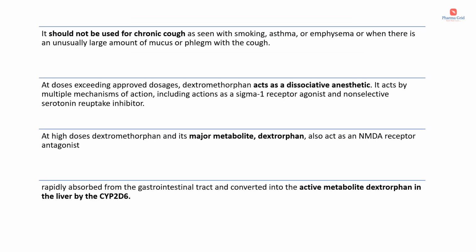Dextromethorphan should not be used for chronic cough as seen with smoking, asthma or emphysema, or when there is an unusually large amount of mucus or phlegm with the cough. At doses exceeding approved dosages, dextromethorphan acts as a dissociative anesthetic. It acts by multiple mechanisms of action, including actions as a sigma-1 receptor agonist and non-selective serotonin reuptake inhibitor. At high doses, dextromethorphan and its major metabolite dextrorphan also act as NMDA receptor antagonists. This drug is rapidly absorbed from the gastrointestinal tract and converted into the active metabolite dextrorphan in the liver by the CYP2D6 isoenzyme.